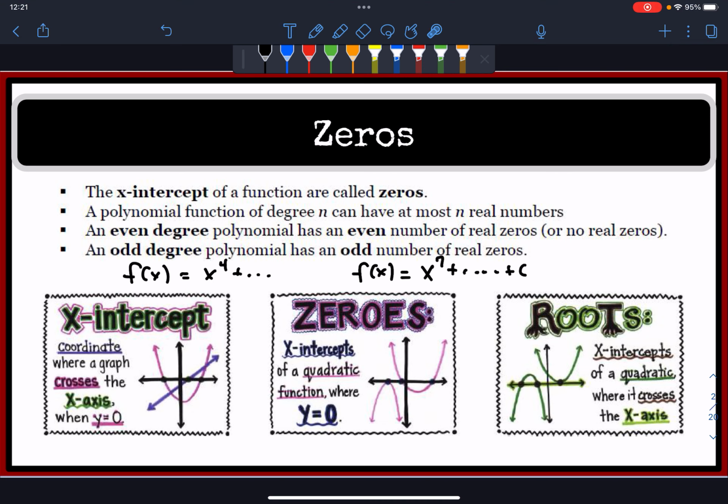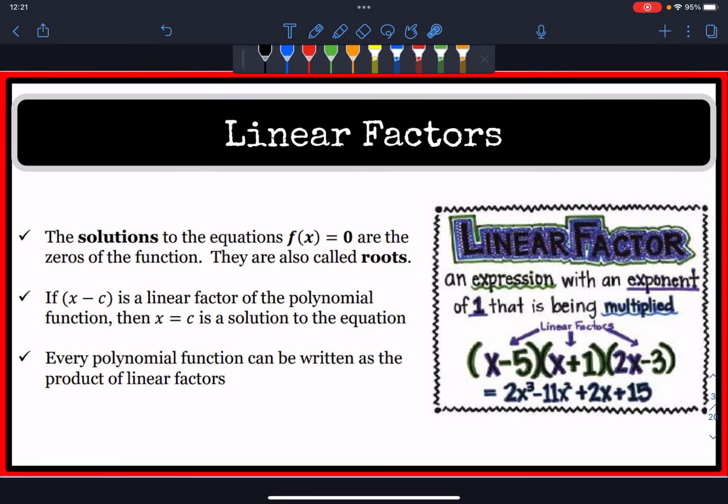Now, how do we find those intercepts? Well, the solutions to the equation f of x is equal to 0 are called the zeros of the function. They're also referred to as the roots. So if x minus c is a linear factor of the polynomial, then the zero would be x is equal to c. So if we're subtracting x minus c, the zero would be the value of c, this number here that we're subtracting. Now, every polynomial can be written as the product of its linear factors.